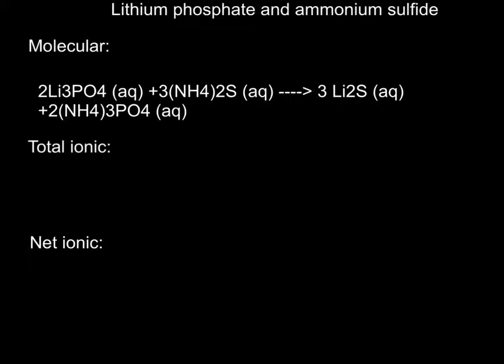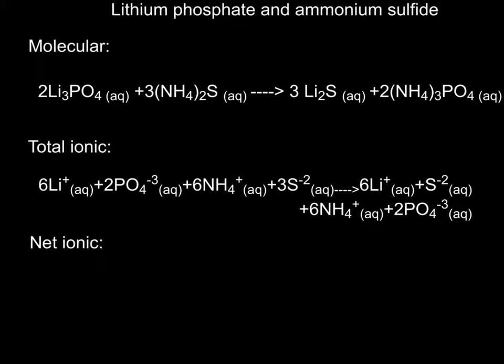So for the total ionic equation, we just write each individual ion, except the ones that are not soluble, but in this case everything is soluble, so we don't have to worry about the solubility rules for this example. So let's write the individual ions for the molecular formula. So here's the total ionic equation for the molecular formula that we wrote before.